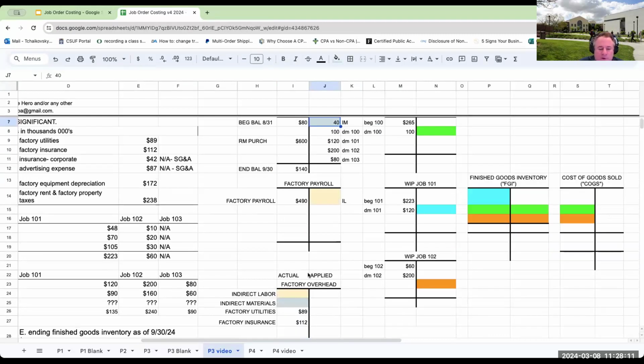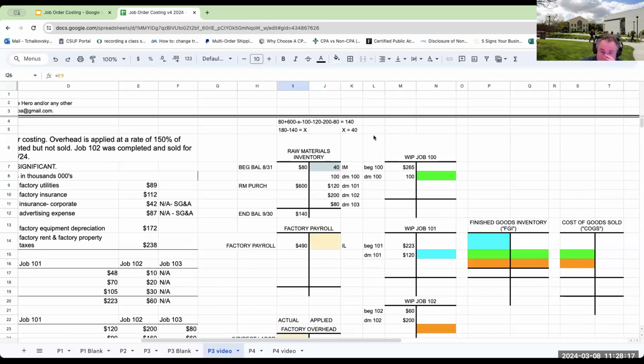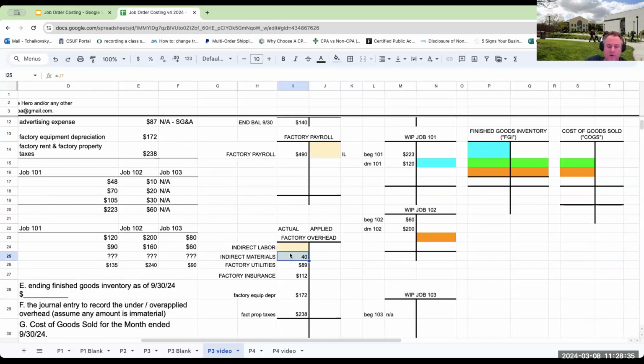These indirect materials are going to go down over here to my factory overhead, right? And again, did I do this correctly? Well, I want to re-add: 80 plus 600 minus 40 minus 100 minus 120 minus 200 minus 80 equals 140. So I've done that properly. This over here is going to come down over here to my indirect materials.